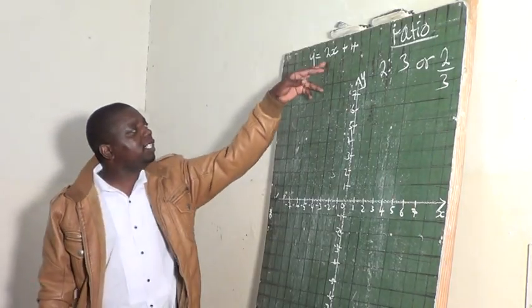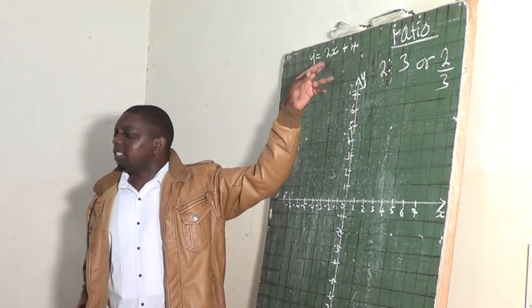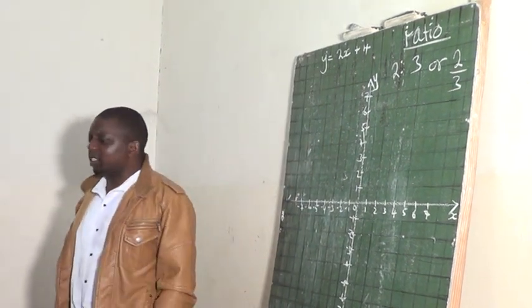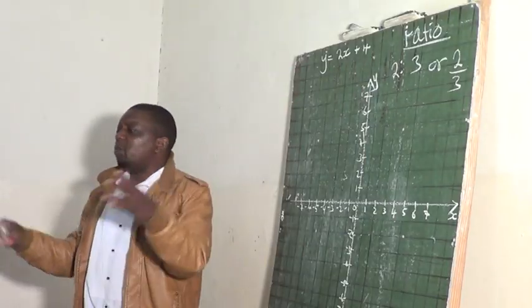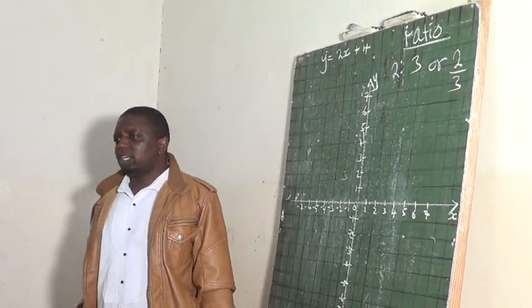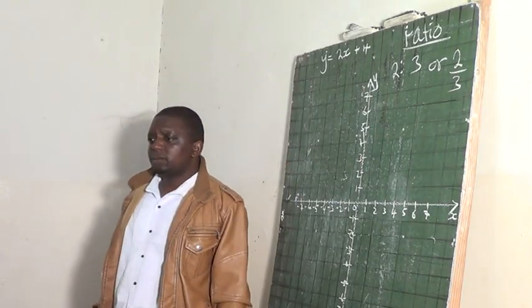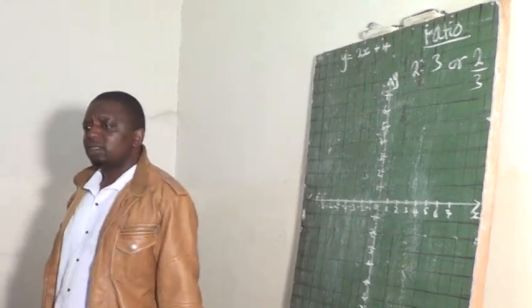So we said our gradient is 2. When you say our gradient is 2, what is the vertical distance? What is the horizontal distance shown by the gradient 2? What are we saying about the vertical distance and the horizontal distance?